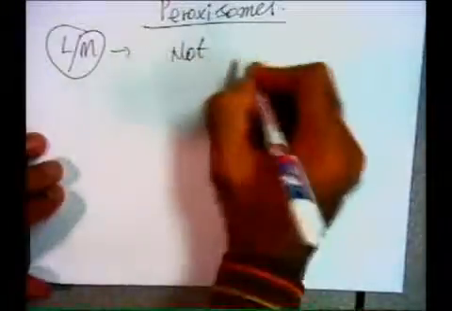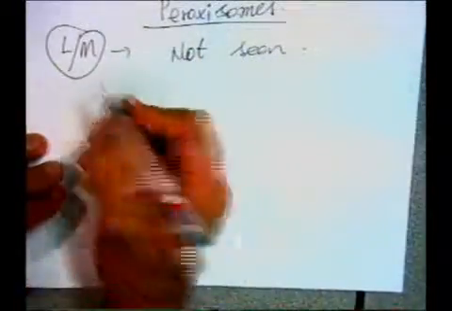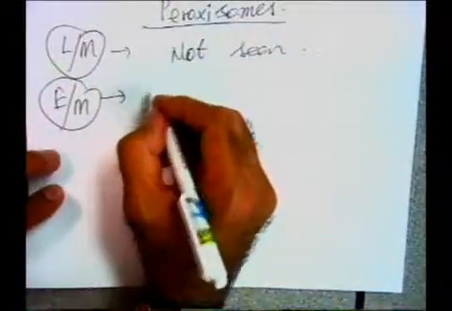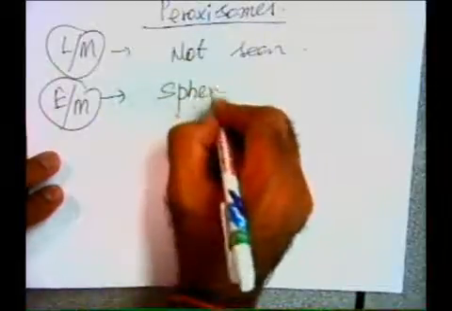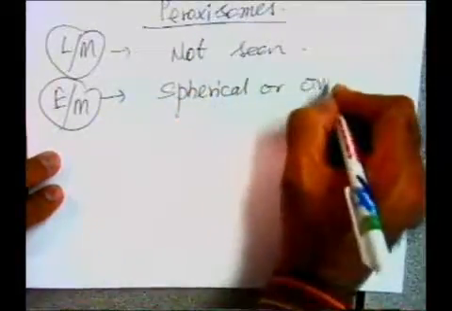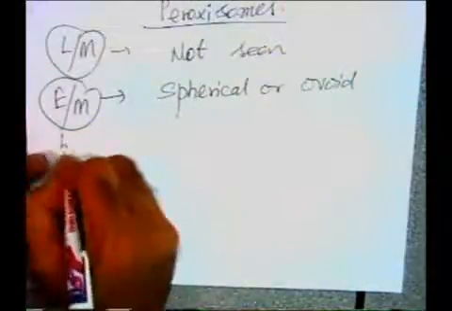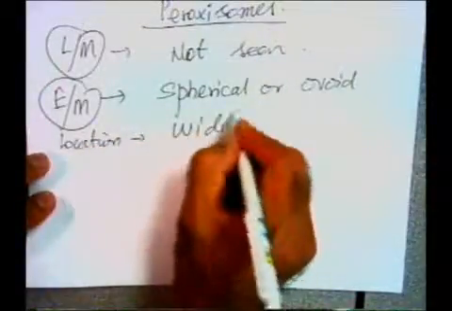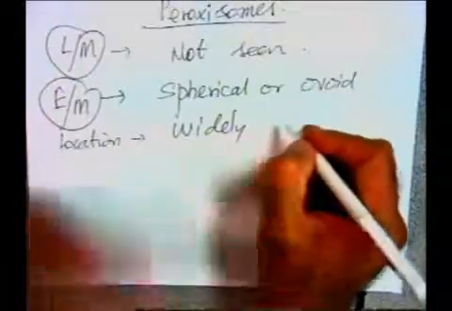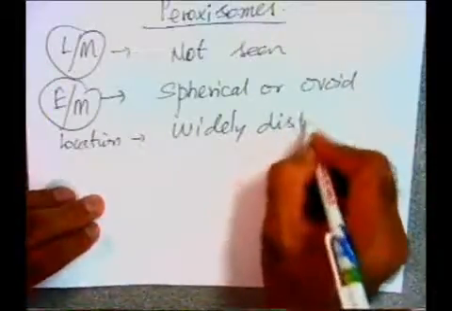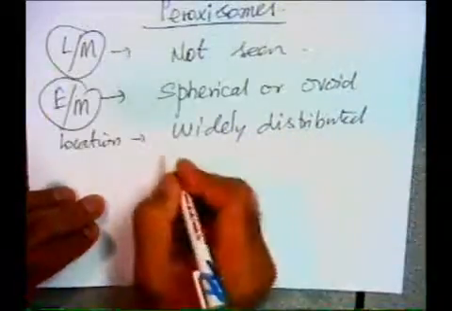Peroxisomes: in the light microscope, you will not see them. In the electron microscope, EM, yes, you can see them as spherical or ovoid in shape. As for location, they are widely distributed in the cell, not just near the nucleus or near the membrane, but present everywhere in the cytoplasm.